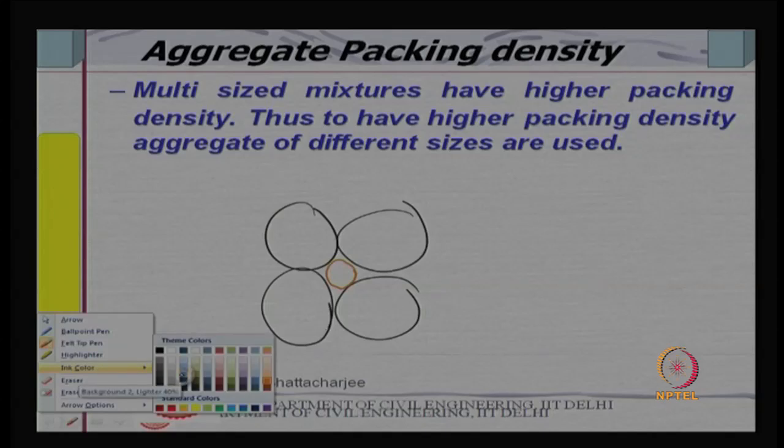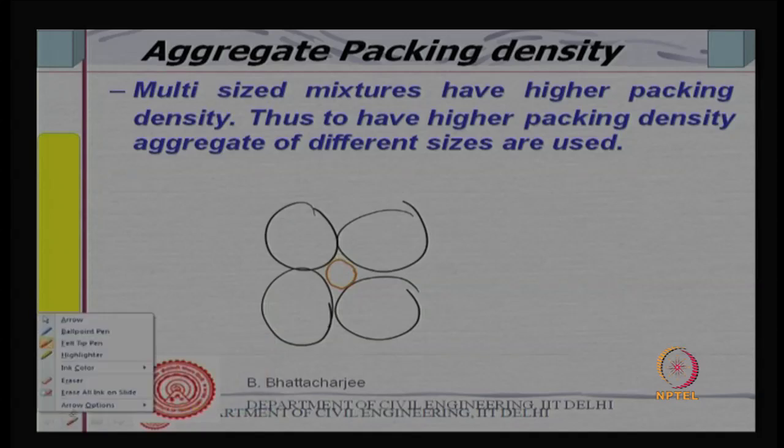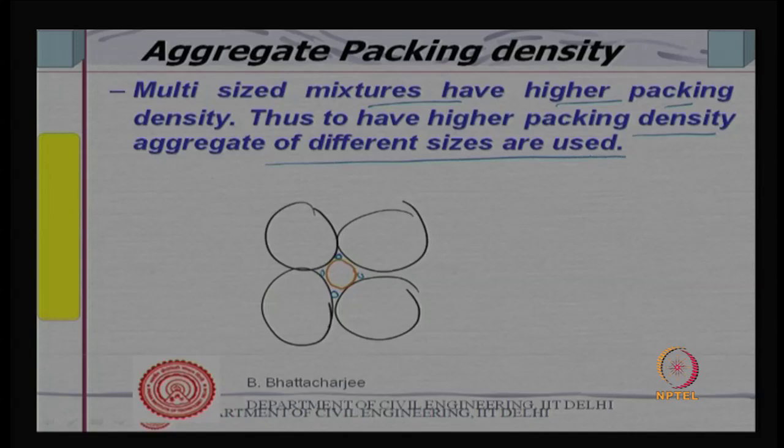And let me then put still another aggregate somewhere there, still finer, and then a very fine one, somewhere there. So, you can see if I use more than one size, multi-size mixtures have higher packing density. Now, the solids are more, the voids have become less. Thus, to have higher packing density, aggregates of different sizes are used.